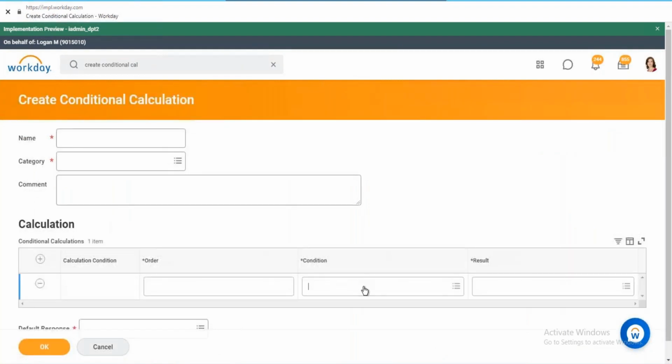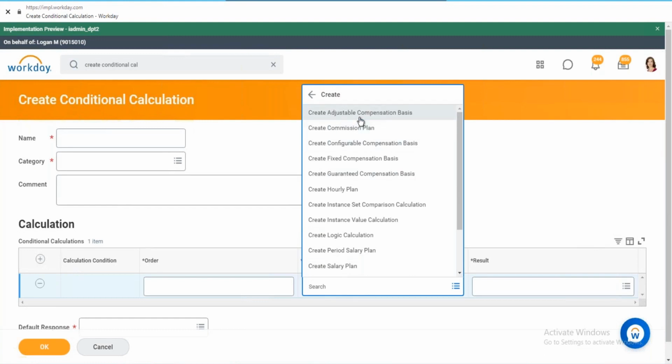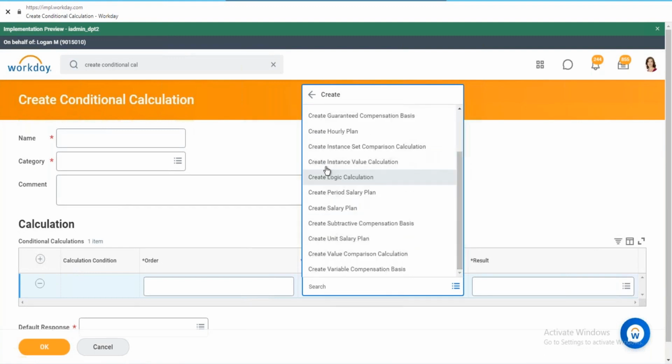Okay. Create conditional calculation. Here you will see all the calculations. Create adjustable compensation basis, create compensation by freely configurable compensation basis. Create instance set comparison, instance value, logic calculation, and value comparison, variable compensation basis. These calculations we use day in day out in Workday for absence. Instance set, instance value, logic calculation. Logic calculation would work on and or logic.